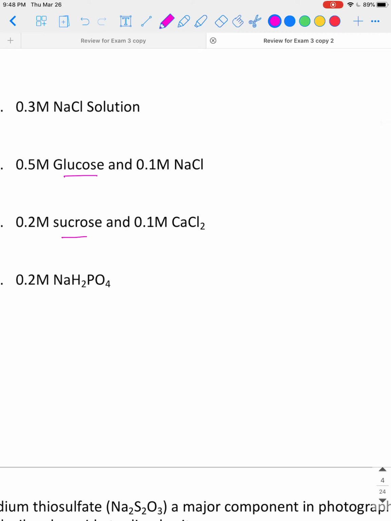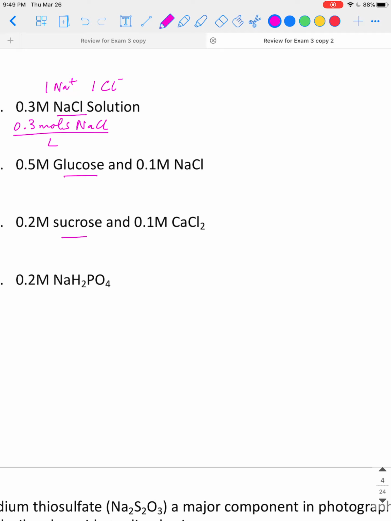So if I have one molecule of NaCl, I'll get one sodium cation and one chloride anion. That's two particles, right? Another way you can write this out is if I have 0.3 molar NaCl, that is 0.3 moles of NaCl per liter. Molarity is moles per liter.